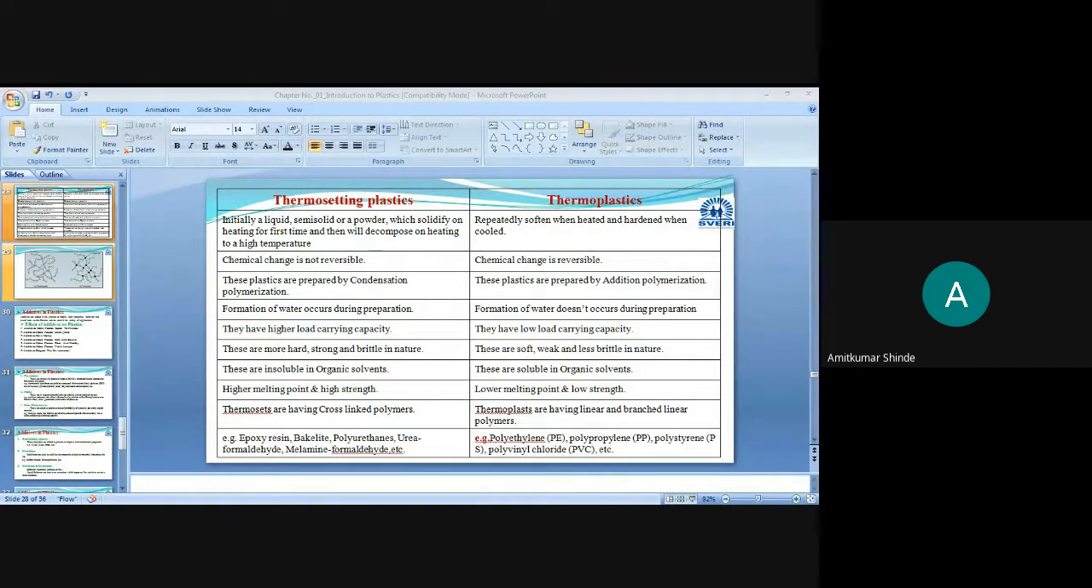The next point is, these thermosetting materials are made by using the condensation polymerization process. I will take a separate lecture on this polymerization method. Just here, you have to remember that these thermosetting materials are manufactured or prepared by condensation polymerization, and these thermoplastic materials are prepared by addition polymerization.